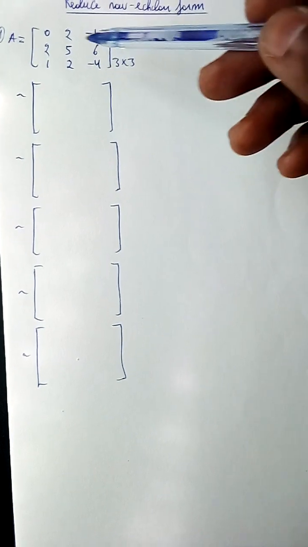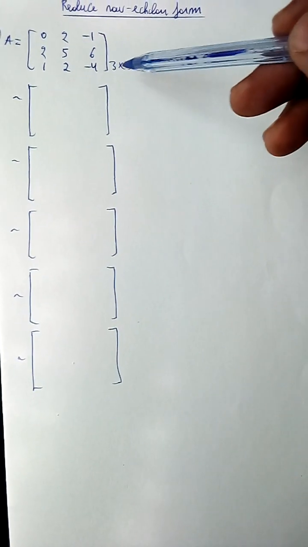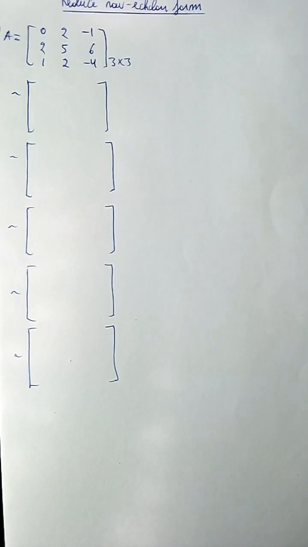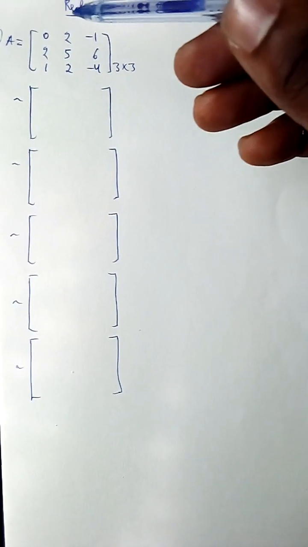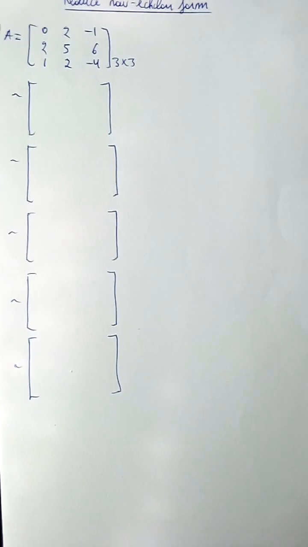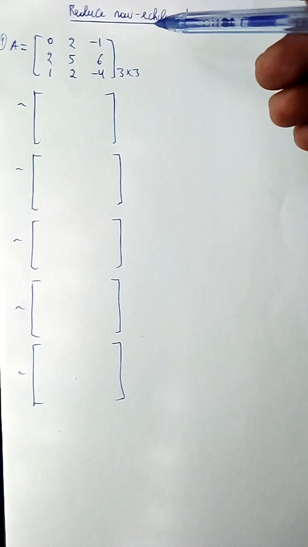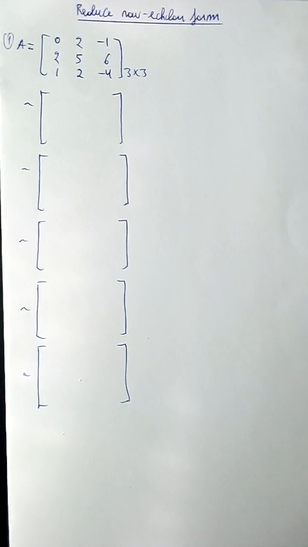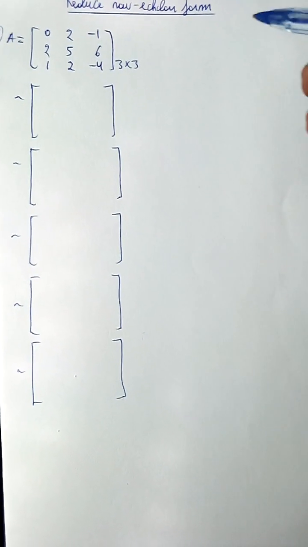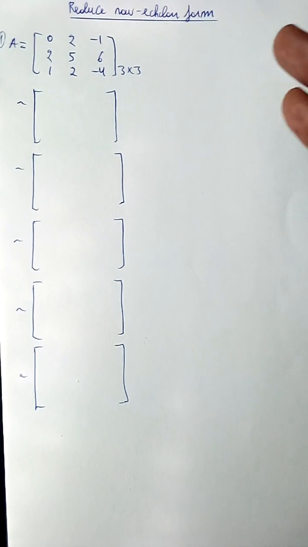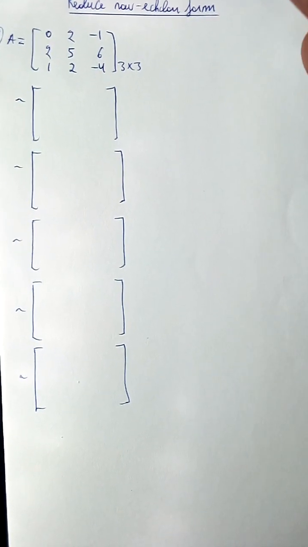So we are going to see how to solve this question, a 3x3 matrix. In the previous video we saw how to solve the equation in the row echelon form of a matrix. This is reduced row echelon form. So how to proceed with reduced row echelon form? First of all, we are going to use the same way we solve the row echelon form of a matrix.